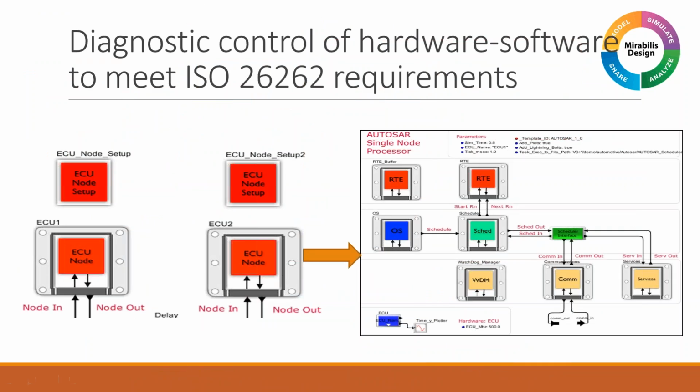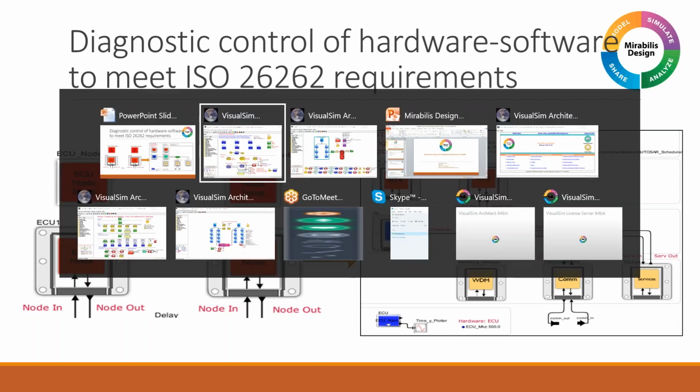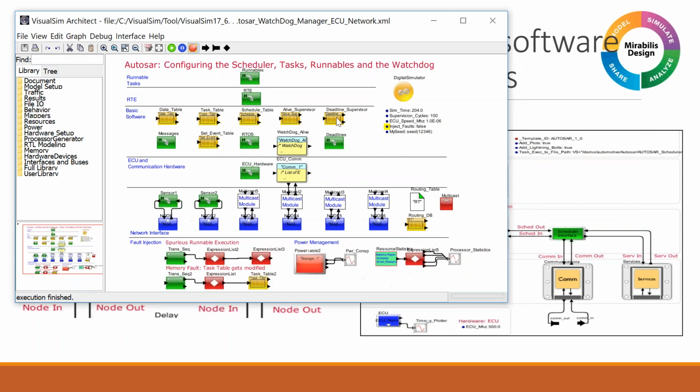Now, another area to look at is the diagnostic control of my hardware-software configuration. If the diagnostics have to meet their deadlines and their requirements, you can sign off on, say, your ISO 26262. This is a very important requirement as part of your design. Most people look at this more on the implementation side. With the VisualSim environment, we can look at it while you're doing your specification. So what does this really amount to? It amounts to something that looks like this.